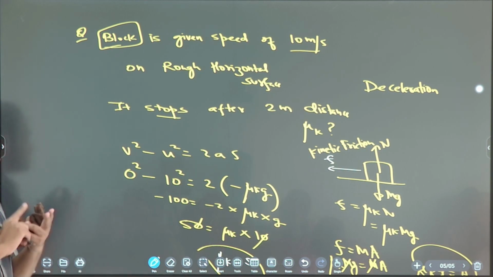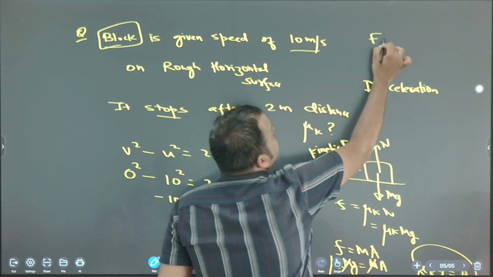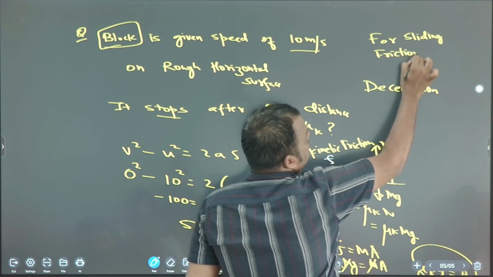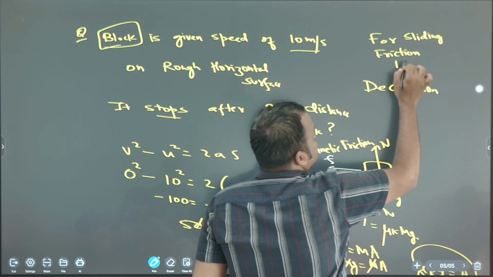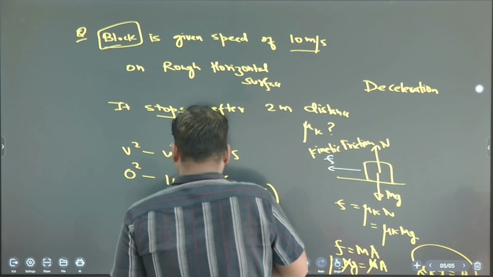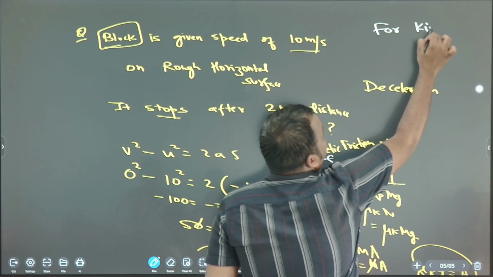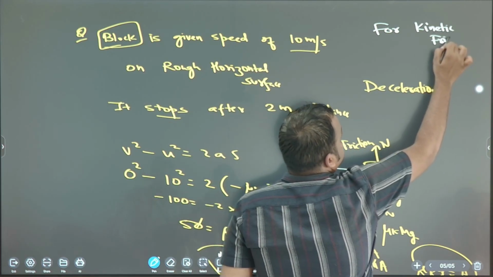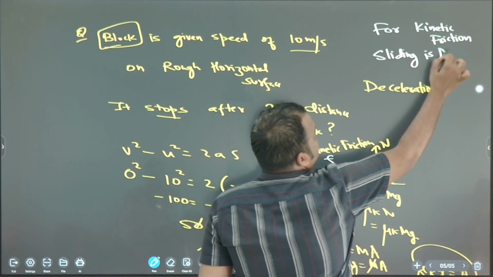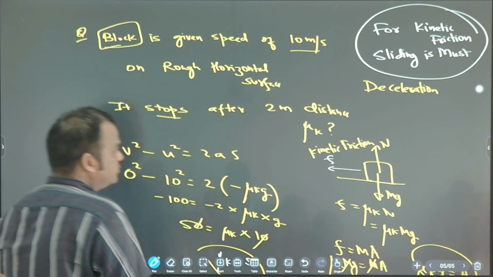Remember, kinetic friction means sliding is a must. For kinetic friction, sliding is must. You note down this point. Sliding is compulsory for kinetic friction. Okay, so this is sliding.